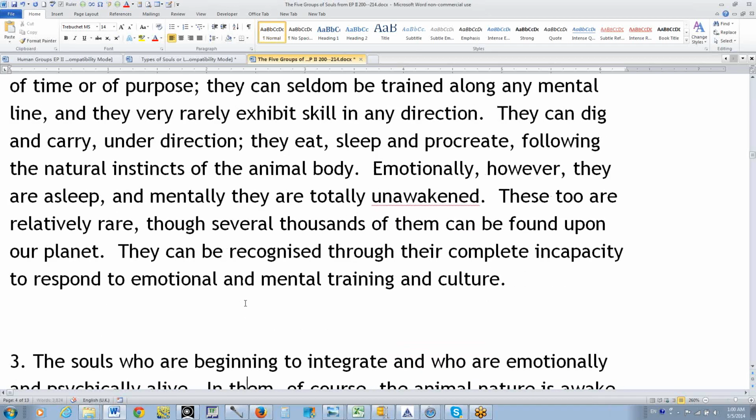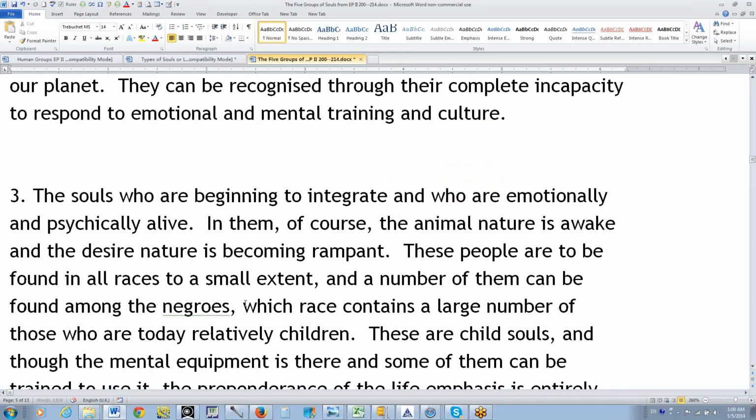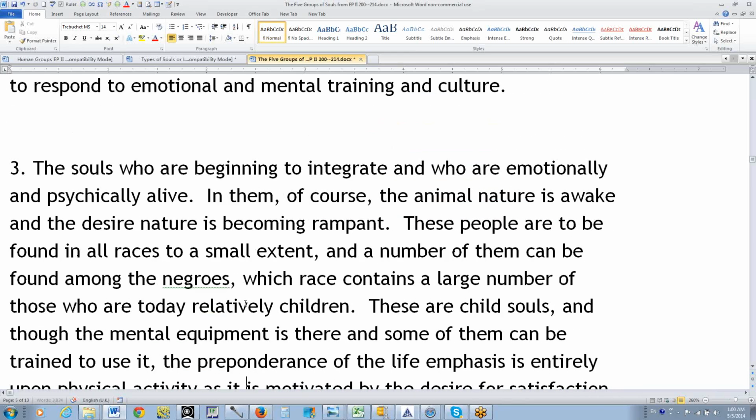These two are relatively rare, though several thousands of them can be found upon our planet. They can be recognized with a complete incapacity to respond to emotional and mental training and culture. So it's almost like early Lemurian development. But we will discuss it further.